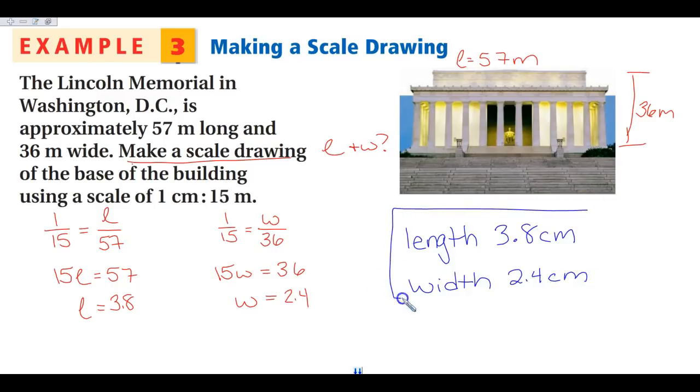So that is what I'm looking for when it says make a scale drawing. Again, I'm not worried about you actually drawing something that is 3.8 centimeters by 2.4 centimeters. Just give me the length and the width and what they are going to be. All right, if you have any questions on that, go ahead and write that down now.